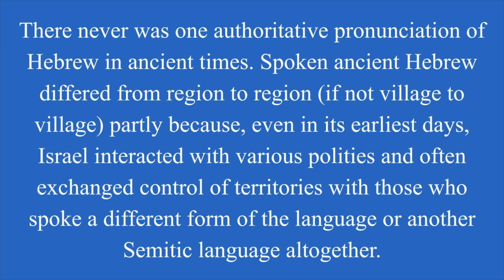Now, furthermore, there never was one authoritative pronunciation of Hebrew in ancient times. Spoken ancient Hebrew differed from region to region, if not from village to village, partly because, even in its earliest days, Israel interacted with various people groups and often exchanged control of territories with those who spoke a different form of the language or another Semitic language altogether. This was very common in the north, actually, where Aramaic was spoken, and Israel kept making incursions into each other's land. And it's no surprise that the Hebrew of the north actually looks and sounds a lot more like Aramaic than does the Hebrew of Jerusalem in the south.